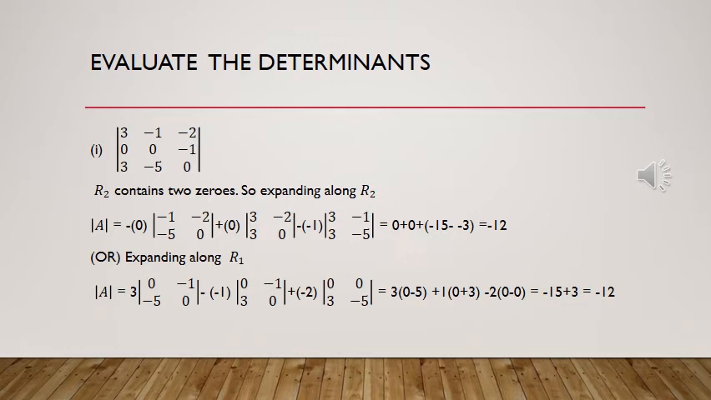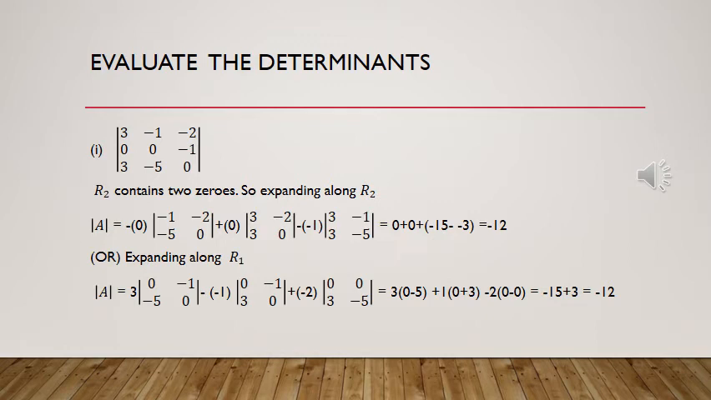Same sum, shall we expand along R1? Then the determinant of A is 3 into, the first element always having a positive sign, 3 into the determinant 0, negative 1, negative 5, 0. Then the next element will have a minus sign. Minus of minus 1 into the determinant obtained by deleting the row and column: 0, negative 1, 3, 0.